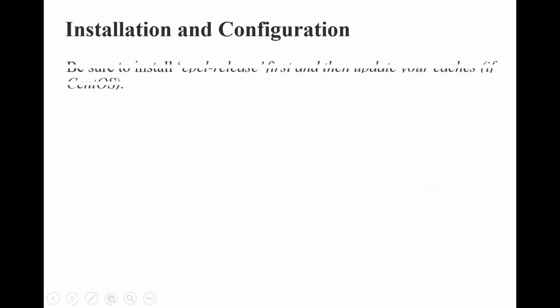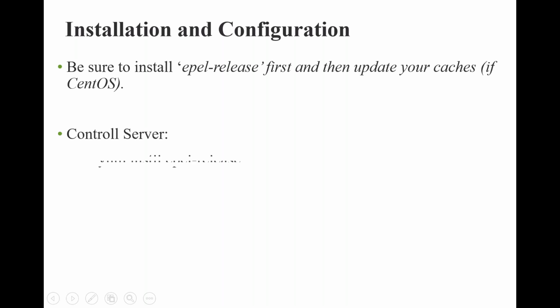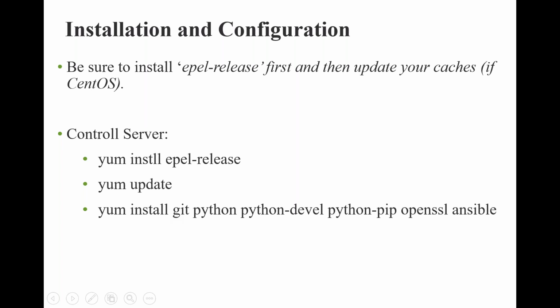The installation of Ansible is first on the master machine. Just install this package, epel-release, and then update your cache. That is yum install epel-release, which is Extra Packages for Enterprise Linux, and update the cache. Once that is done, make sure these packages are installed. One of the packages required is Git. Git is for our purpose, like we are going to pull the code from the repository, or push the code.